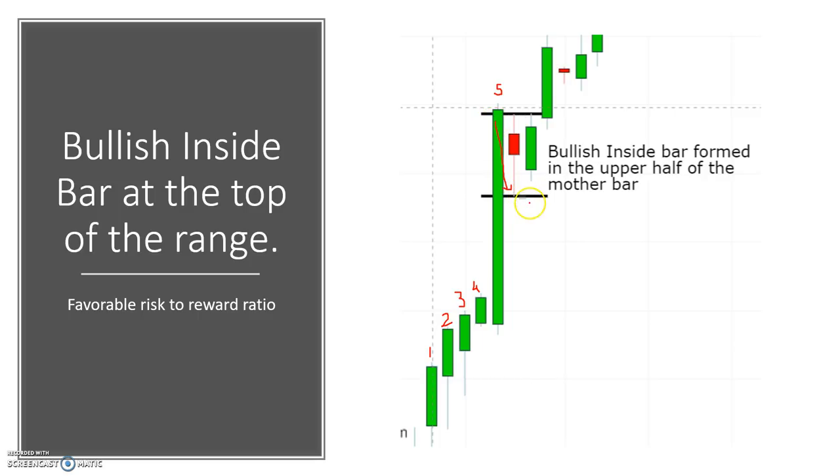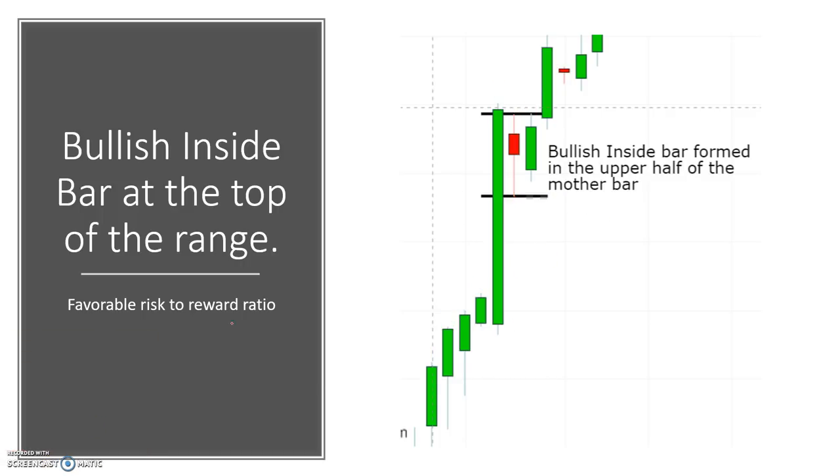Why small consolidation? Because this candlestick size is nearly half of the mother candle. This is your mother candle, and this is your inside bar. A bullish inside bar formed in the upper half of the mother candle gives a favorable risk reward ratio. How to trade it? Once we get a breakout of the high, we will buy, keeping stop loss just 1 point below the low of the candle.